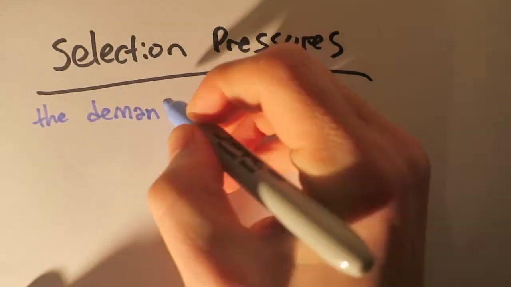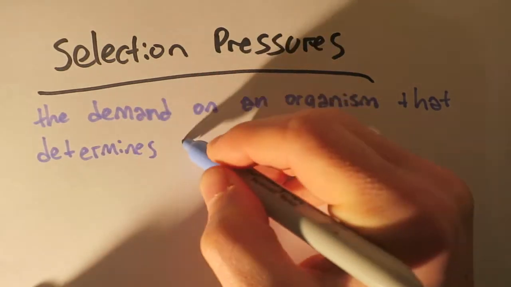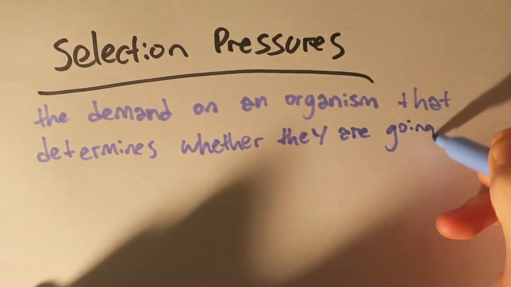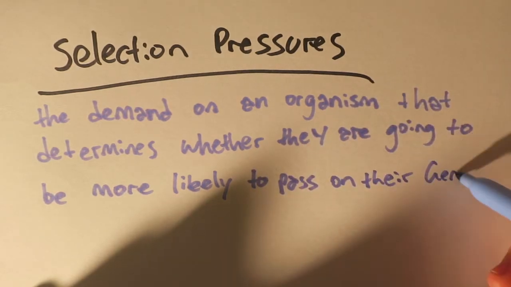Finally, there is that term, selection pressures. As a mechanism of natural selection, selection pressures refer to the demands on an organism that determine whether they are going to be more likely to pass on their genes. In the beetle example, we used the selection pressure of survival, being able to avoid detection from predators.